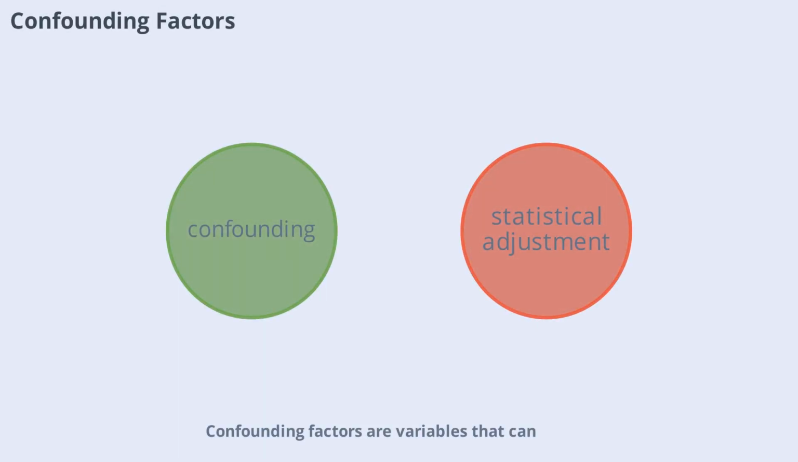Confounding factors are variables that can influence both the independent and dependent variables, potentially distorting the true relationship between them. Identifying and controlling for confounders is a key part of research design. Techniques include randomization, matching, and statistical adjustment.